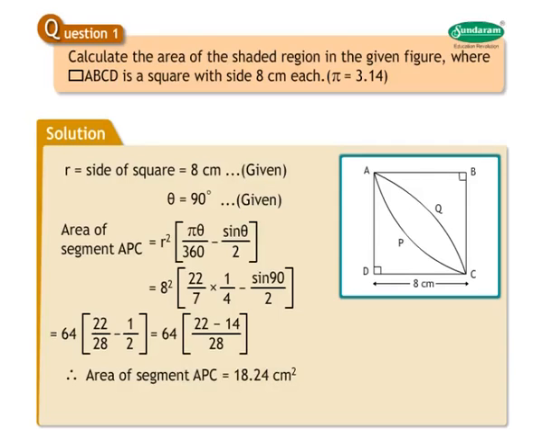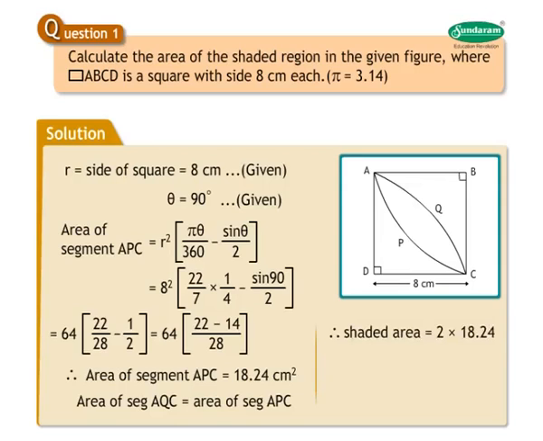Therefore, area of the segment APC is equal to 18.24 square centimeters. Here, area of segment AQC is equal to area of segment APC. Therefore, shaded area is equal to 2 into 18.24, which is equal to 36.48 centimeters square. Thus, the area of the shaded region is 36.48 centimeters square.